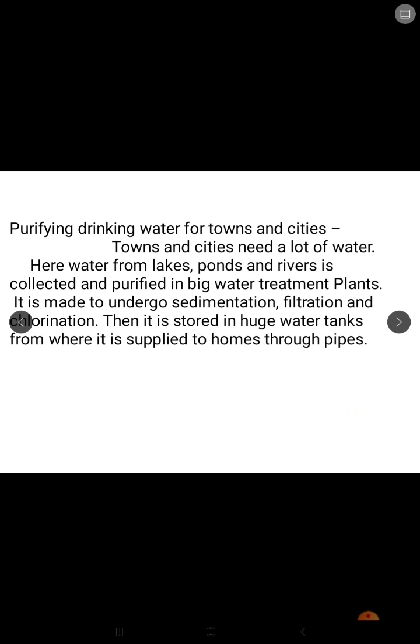Now we'll talk about purifying drinking water for towns and cities. How is the entire water purified for towns and cities? Towns and cities need a lot of water. Here water from lakes, ponds and rivers is collected and purified in big water treatment plants. It is made to undergo sedimentation, filtration and chlorination. Then it is stored in huge water tanks from where it is supplied to homes through pipes.